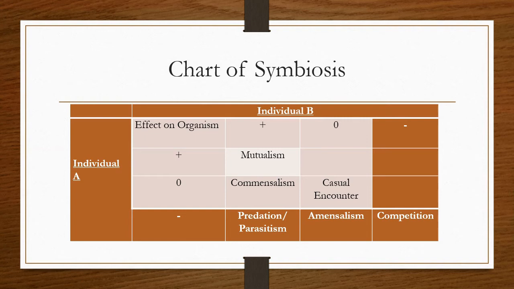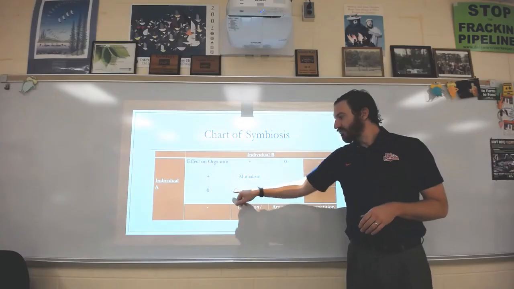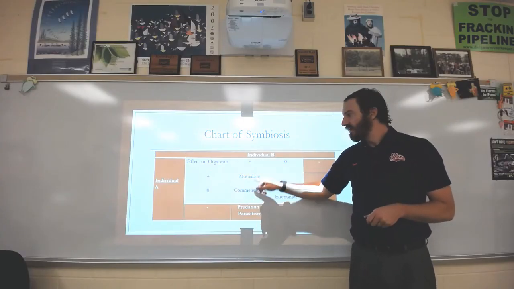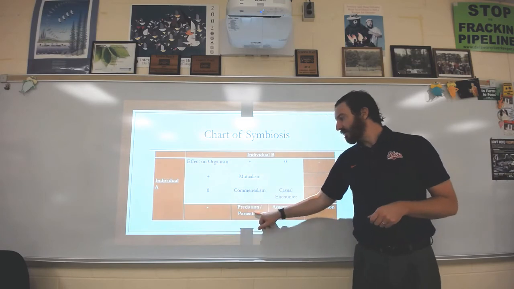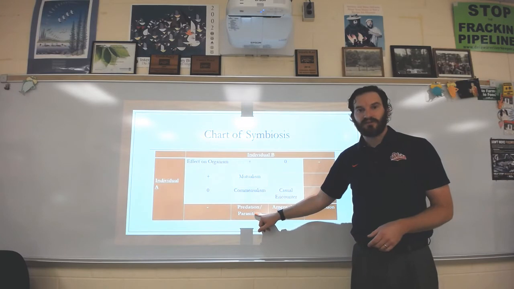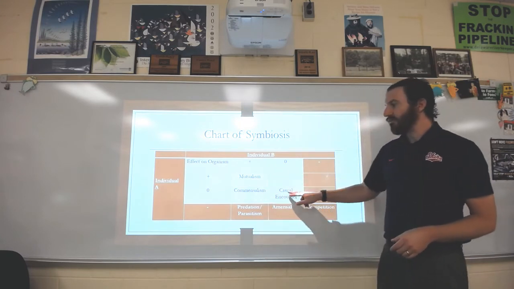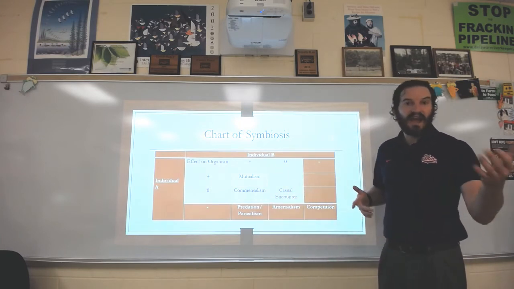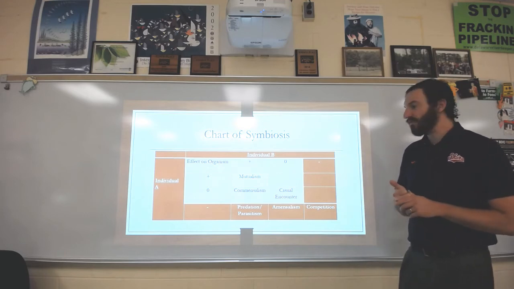But if we look at this, you can see how different organisms interact. If it's positive-positive, it's going to be mutualism. If it's positive-neutral, it's going to be commensalism. If it's positive-negative, that will be predation if they die. If they don't die, that's going to be parasitism. Then if it's zero-zero, that's neutral, that's that casual encounter I referenced earlier in this PowerPoint.